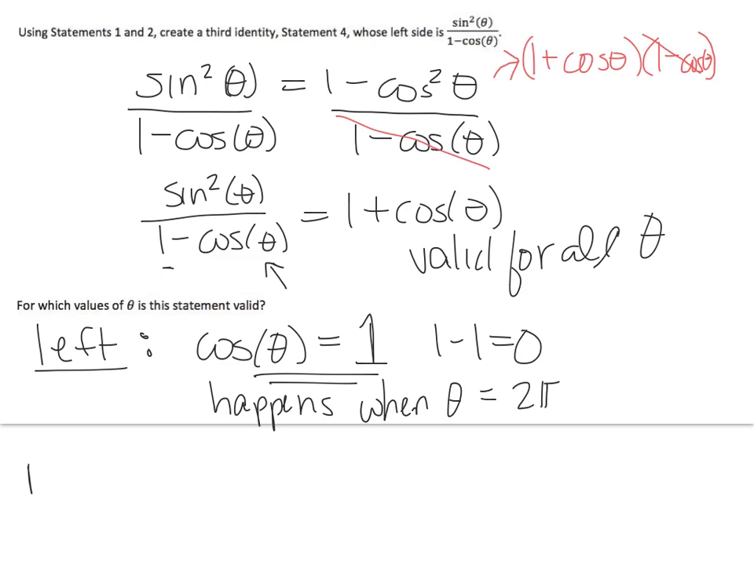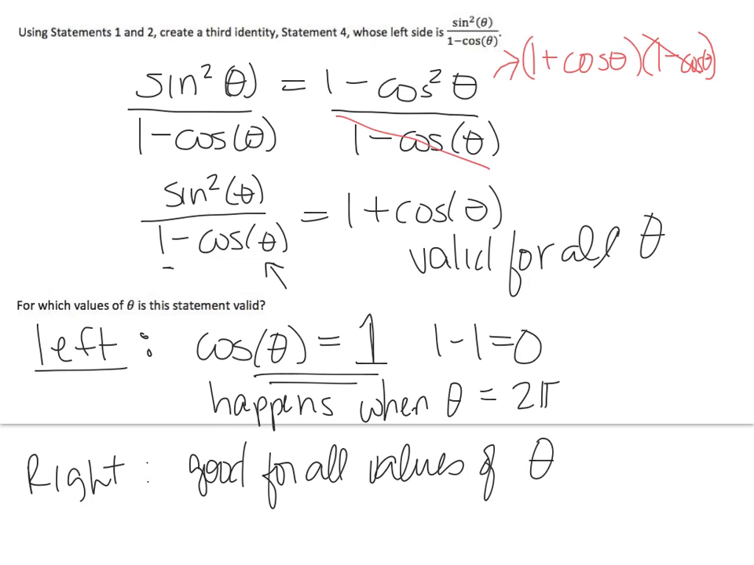Okay, the right side, you're good for all values of theta. Okay, so the equation's true whenever both sides are defined, which is for theta that is not a multiple of 2 pi. Okay, this is where you're going to have issues. So theta can't equal any factor of 2 pi.